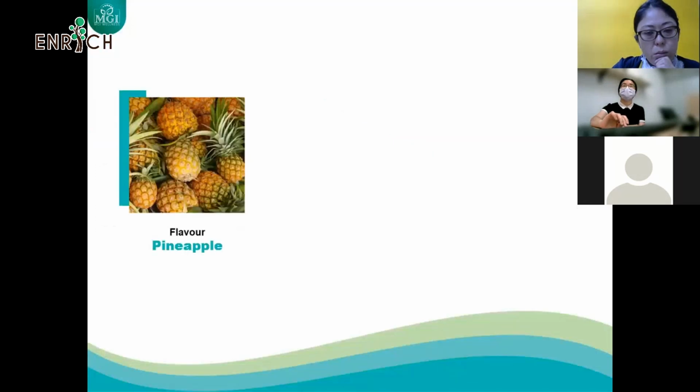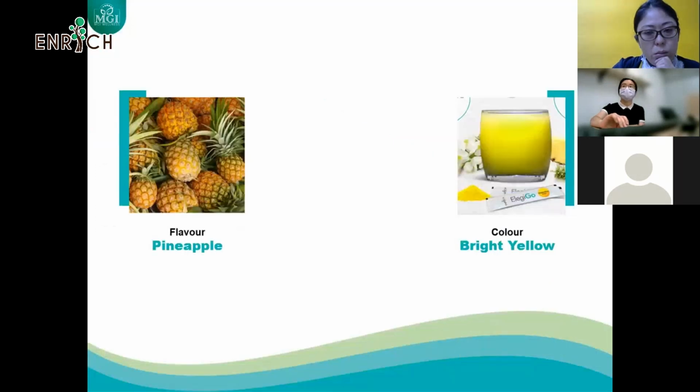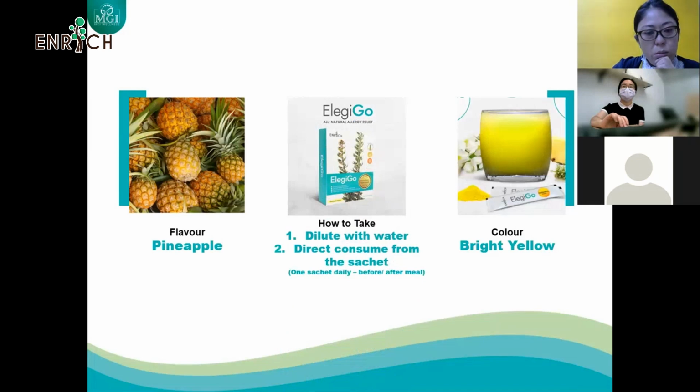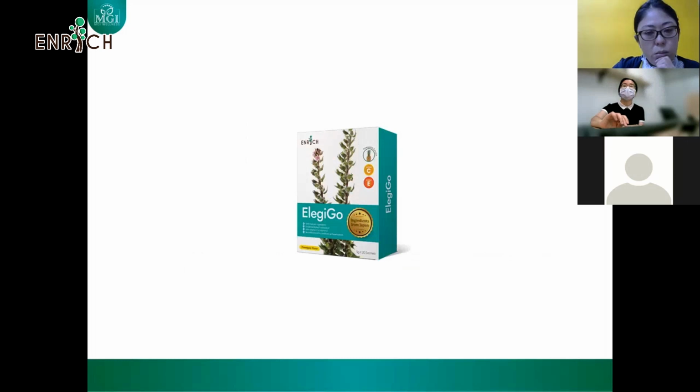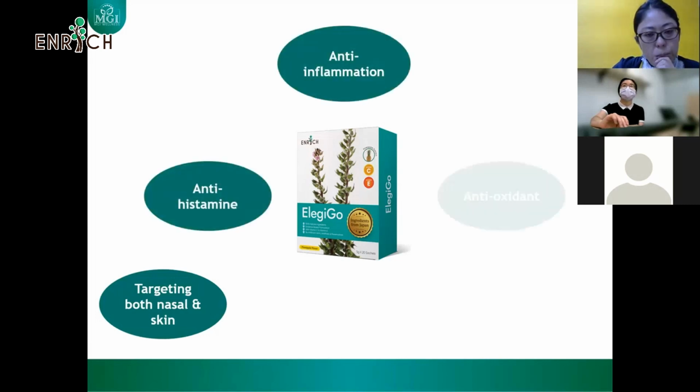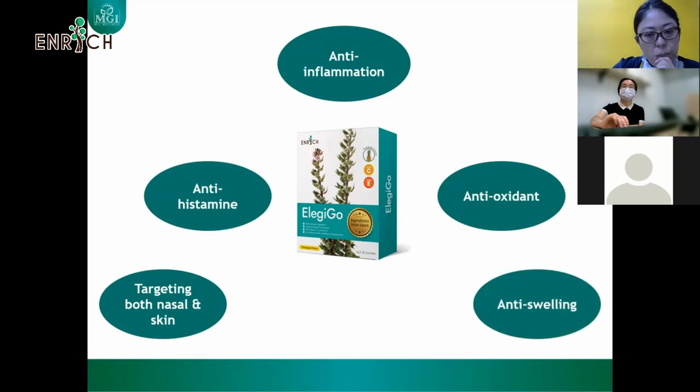So ElegiGo is pineapple flavored, and the color is bright yellow. It's actually natural from the quercetin flower itself. How to take it is to dilute with water or consume directly from the sachet. It is suggested to have 1 sachet daily, before or after meal should be fine. Right, so all in all, ElegiGo exhibits a few special properties in which we target both nasal and skin. It is antihistamine, anti-inflammation, antioxidant, and also provides anti-swelling properties.